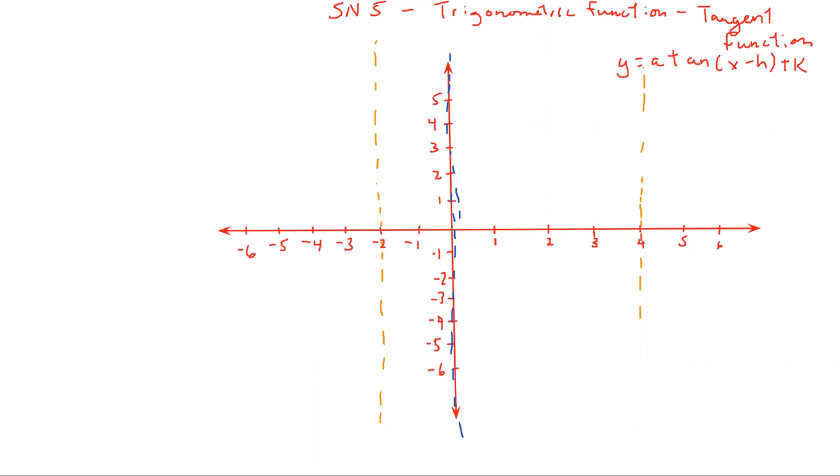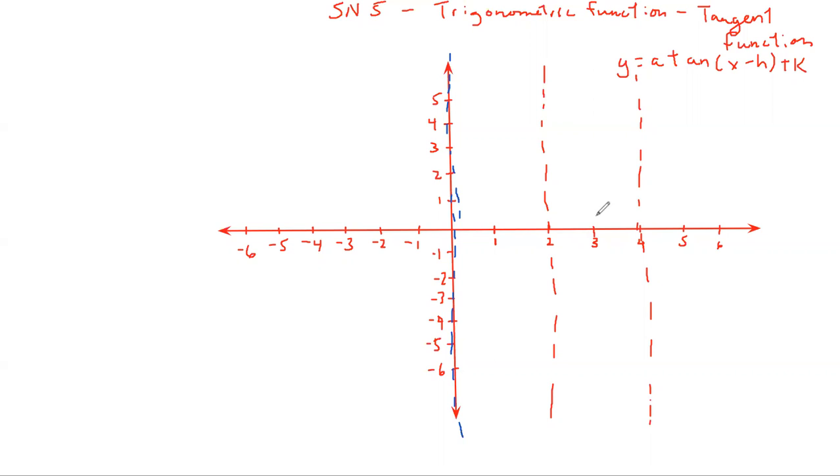Hang on a sec, guys. I'm just looking at my notes and I'm not happy with the function I've chosen. So I'm going to choose another function, or we're going to plot you another graph here and we're going to find the rule together. So I'm going to have one asymptote at 2 and my other asymptote at 4. Let's make it easy for ourselves.